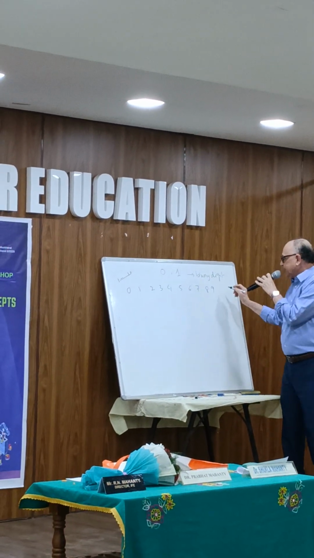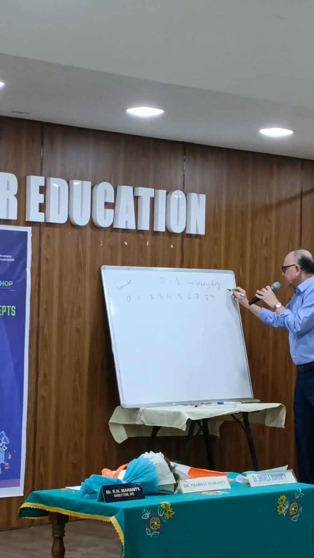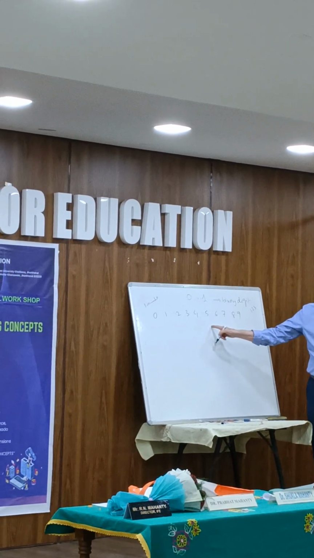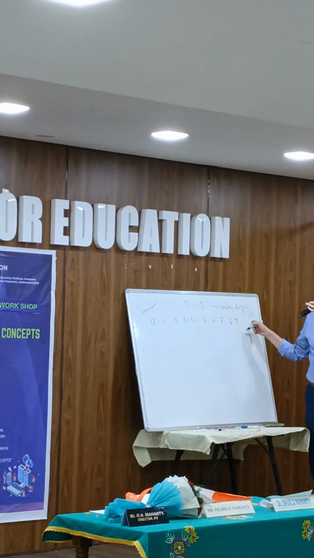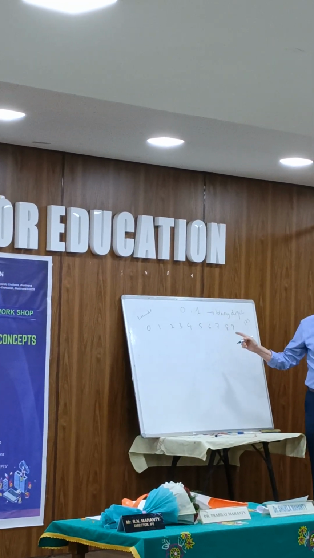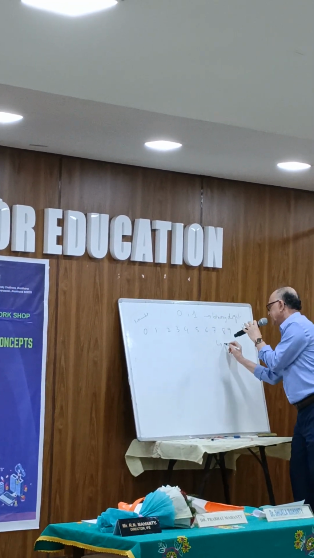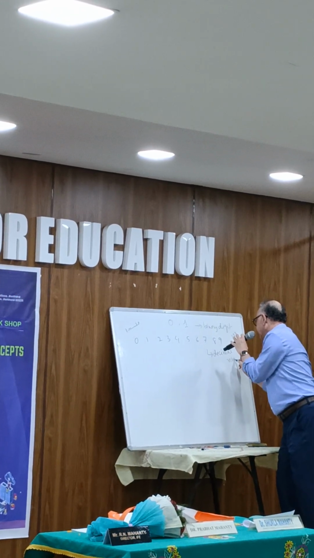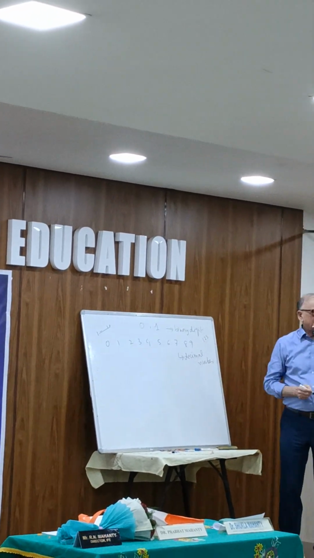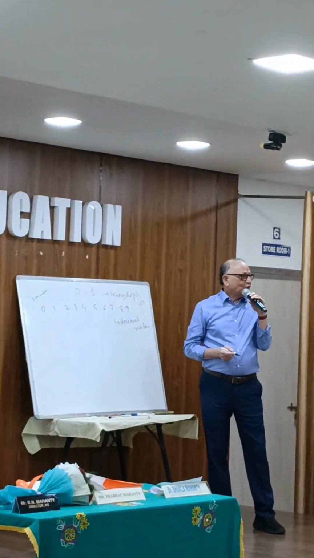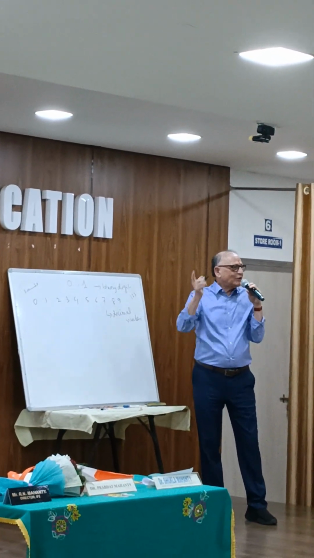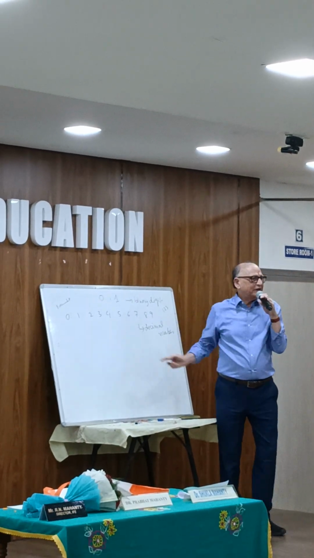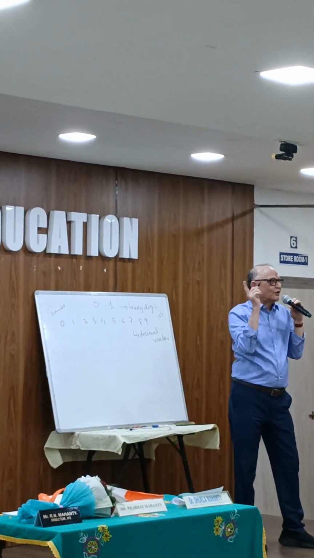Now if I write a number like 1, 2, 3, it is coming from here. Yes. This number is called a decimal number. Do you know why it is called a decimal number? Anyone knows why it is called a decimal number? Anyone knows?